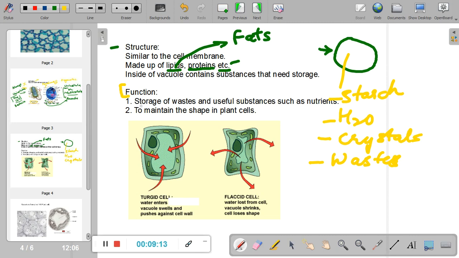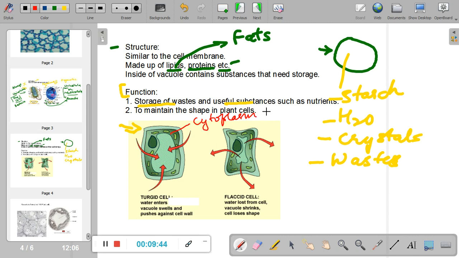Let us come to the functions. The function of the vacuole is to store wastes and useful substances, the ones that I just spoke about. Another important function of the vacuole is to maintain the shape of the plant cell. So here we have a plant cell. Inside the plant cell, this part is the cytoplasm.